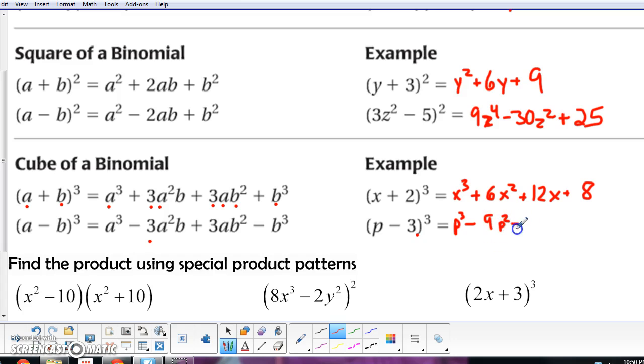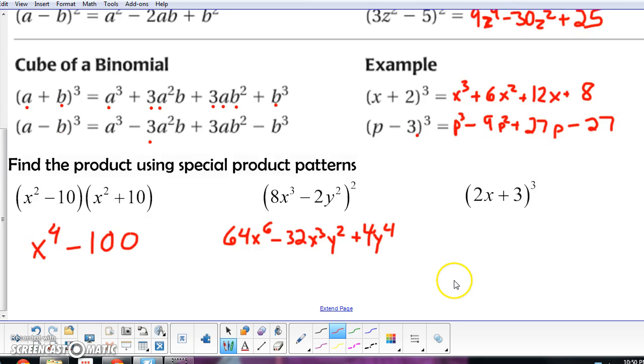The next term is going to be positive. 3 times the first term, which is p, times the second term squared. So it's 9. 3 squared is 9 times the 3 that's here is 27. So how about plus 27p? And finally, the opposite of b cubed. So 3 cubed is going to be 27. There's our final term. One more example using the cube of a binomial pattern.